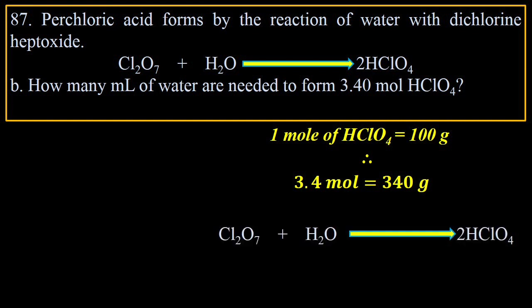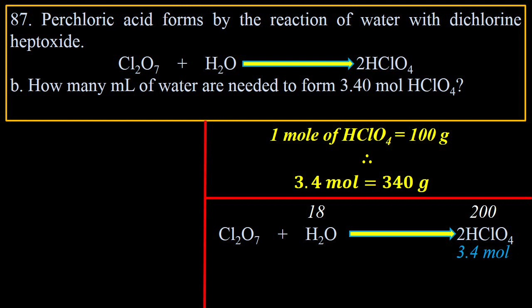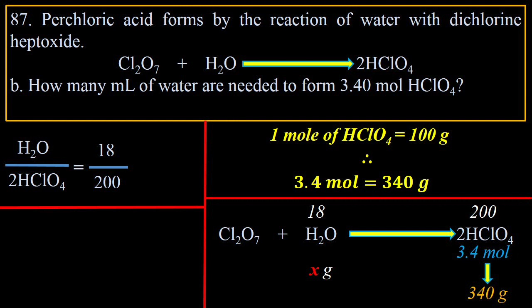Okay, proportional relationship. There's the reaction. Now we've got to put the stoichiometric masses up, those masses that are written as it's written. One mole of water is 18, and 2 moles of perchloric acid is 200, 3.4 moles is 340 grams. So do the proportional relationship with the constant ratio of water to perchloric acid, and that's going to be 18 over 200, water over 2 moles of perchloric acid, so it'll be 18 over 200 equals x over 340. And then you're going to solve for x. So it'll be 18 times 340 divided by 200, and x is going to be equal to 30.6 grams.